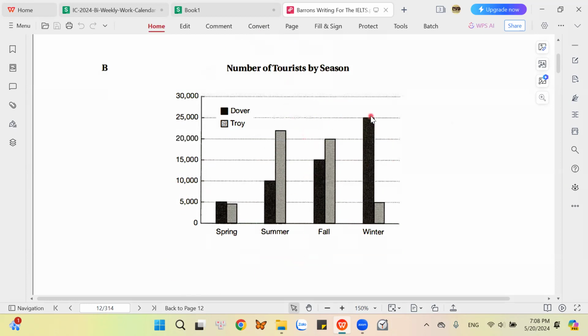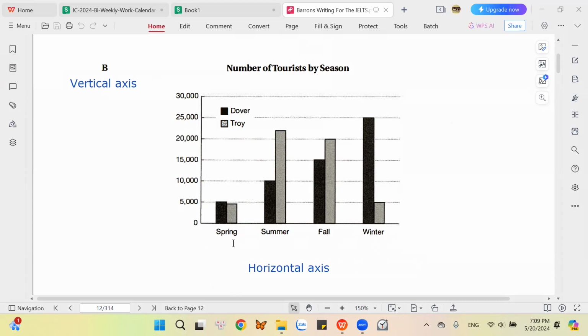Look at the graph. The first thing that we need to know is the name of the graph on the horizontal axis and the vertical axis. So please don't forget the word vertical axis and the horizontal axis.